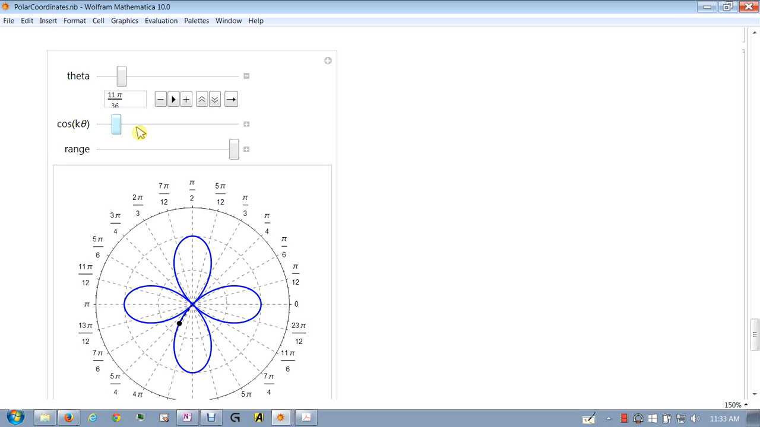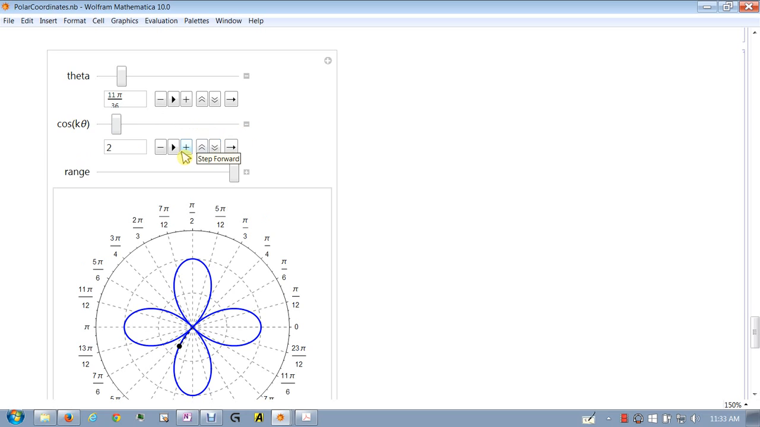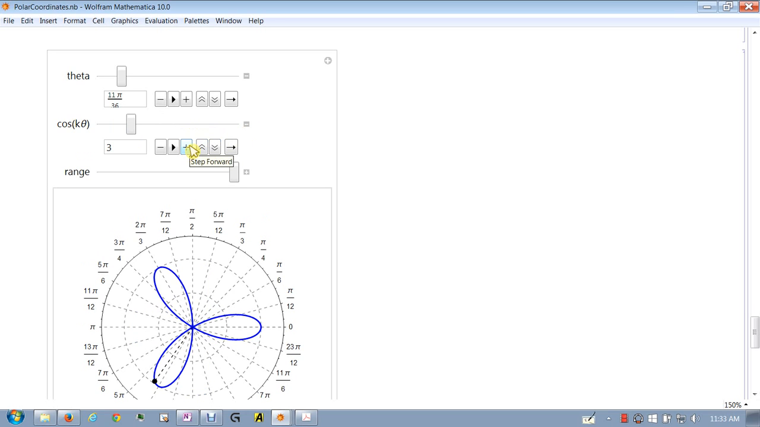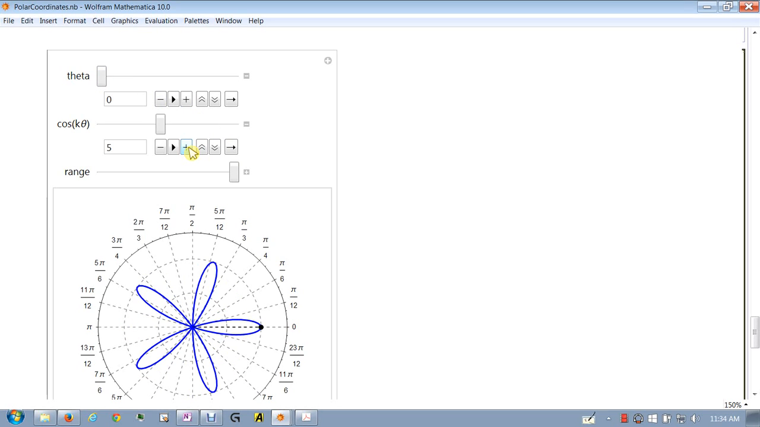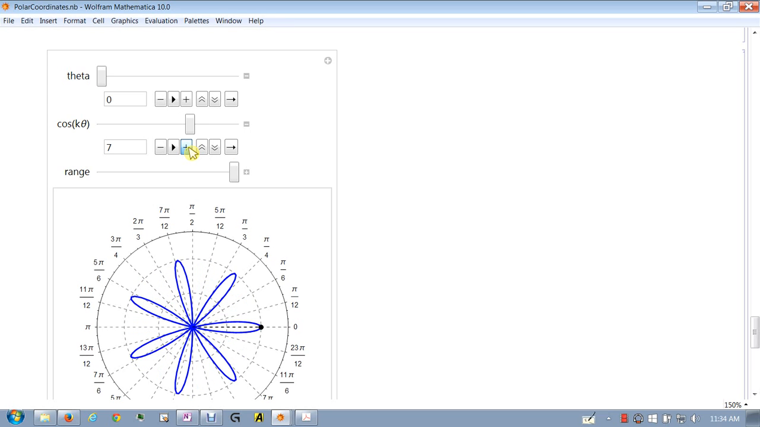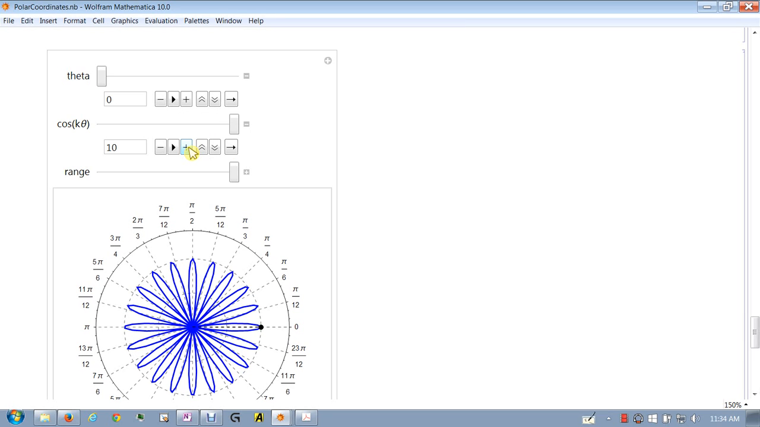Kind of interesting. Now, what happens if I change it? Instead of 2 theta, I make it 3 theta inside. So I'm changing the actual function now. Then it draws this. What if I change it to 4 theta? Oh, that looks kind of familiar, right? More petals on that leaf. 5 theta, 6 theta, 7 theta, 8 theta, 9 theta, 10 theta, right? We start to get some pretty interesting looking curves.